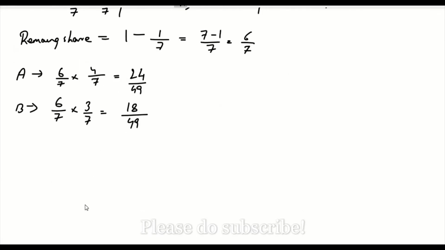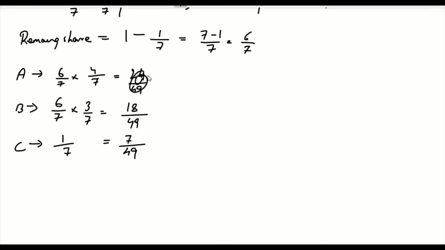Now we know C's share is given in the question, which is 1/7. If we want to keep the same denominator, it is going to be 7/49. So we got the new profit sharing ratio of all the partners.